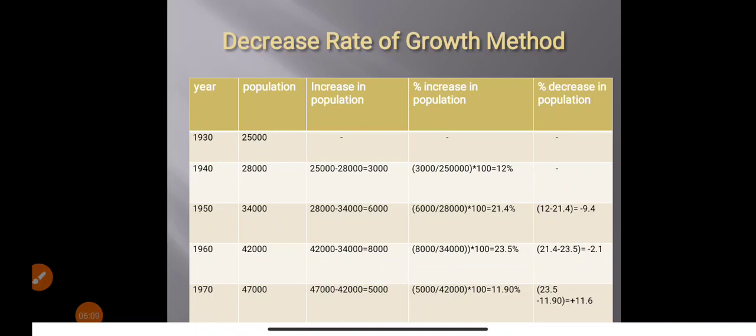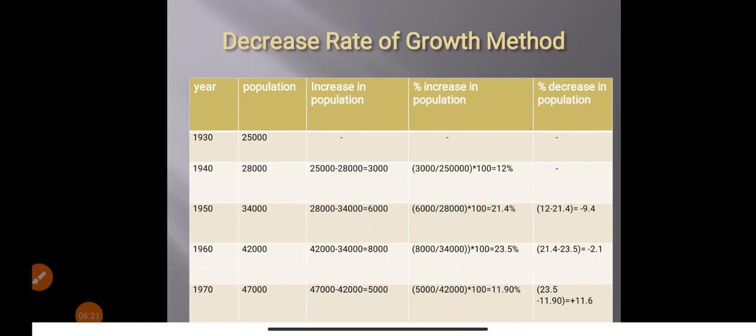In the fourth column, we have to find out the percentage increase in population. What is the percentage increase in population? For that, we calculate like this: 3,000 divided by 25,000 multiplied by 100, which gives the value in terms of percentage, that is 12%.